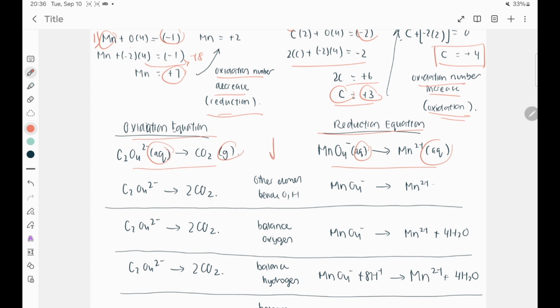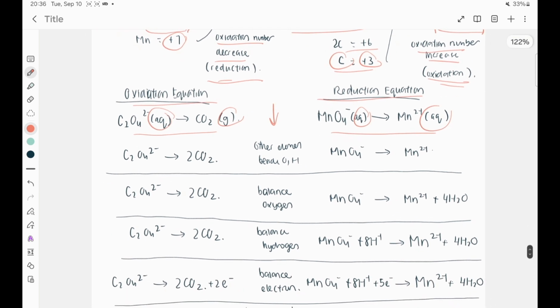We now proceed to balancing the equation. The first step is balancing the elements other than O and H. We will look at the oxidation part first. Is there any element which is different? Yes, there is, because here we have 2 carbon, but over here we just have 1 carbon, so we need to write a 2 in front to give it 2 carbon, which is the same as here. Both of them are the same.